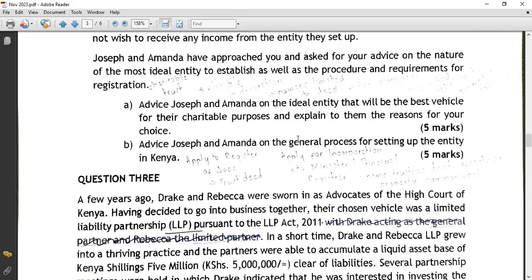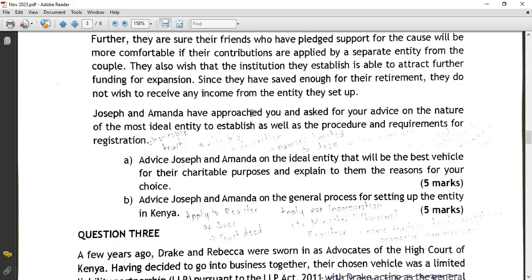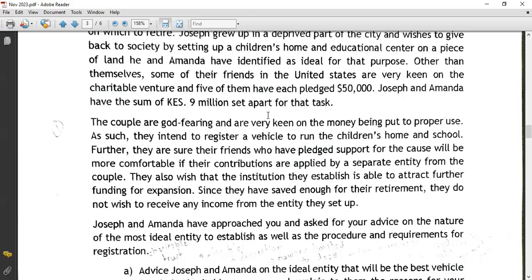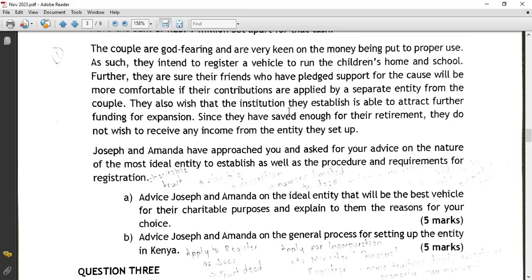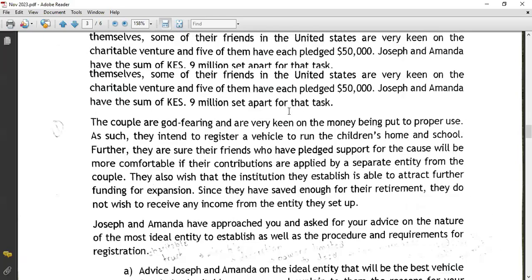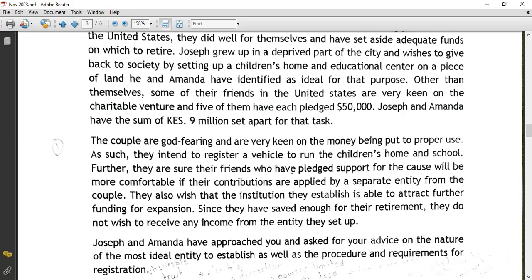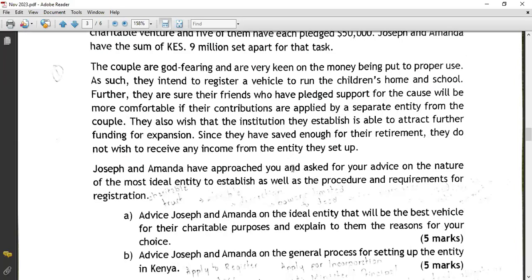So what do you think? I think here we are referring to a charitable trust. There is a provision for creation of charitable trusts. So that's the approach I would recommend that they take. And so, ideal reasons. There are several reasons. One, the tax, that tax will not be applicable.